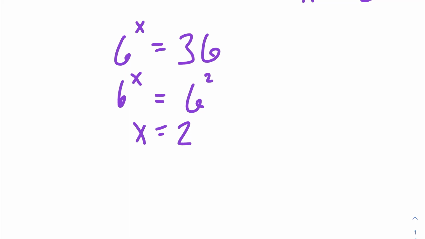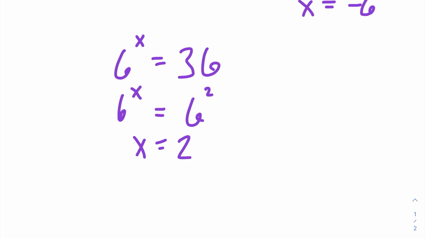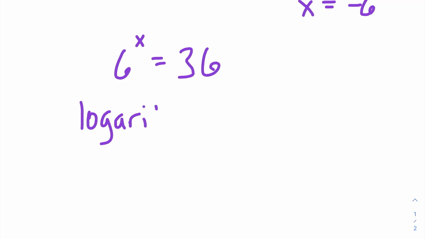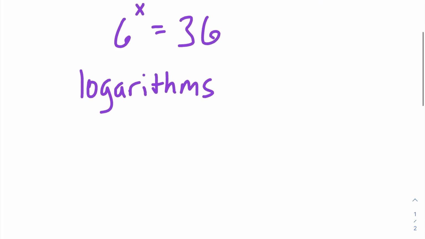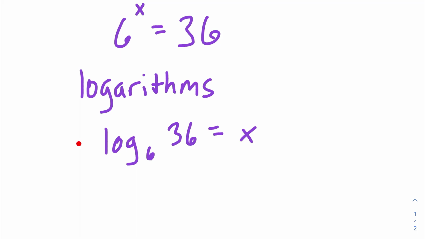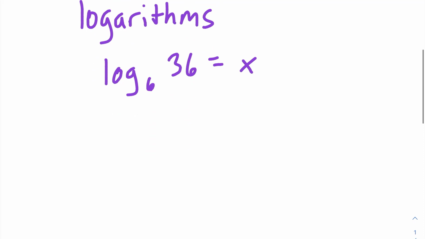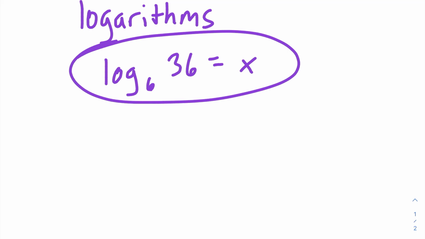But we also have a different function to find x, and we call it logarithms. What we'll do is we'll say log 6 36 is equal to x. And what this is saying is that what power do we have to take 6 to get 36? So basically, this equation is the same as 6 to the power of x equals 36.